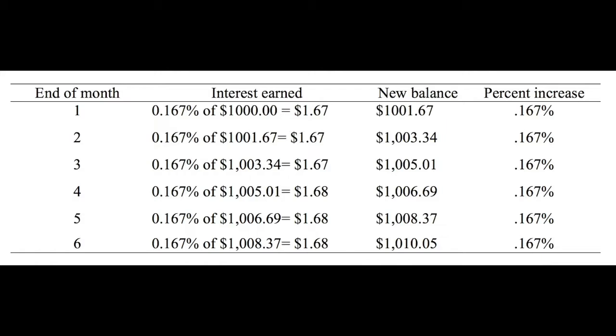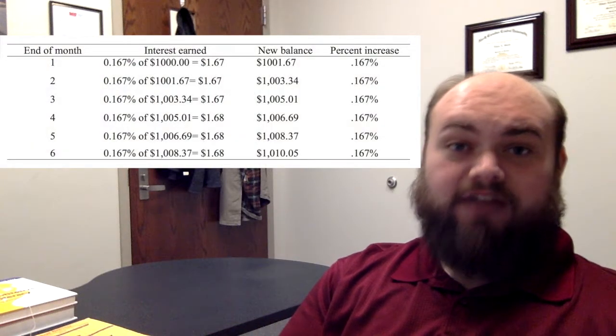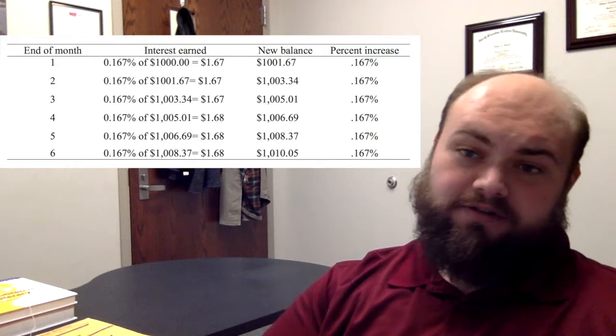And so in this table we see that after 4 months, we have received about $5.01, and that the interest earned each month is the same. But on the 4th month, we actually gain an extra penny of interest. And so our interest is gaining interest.